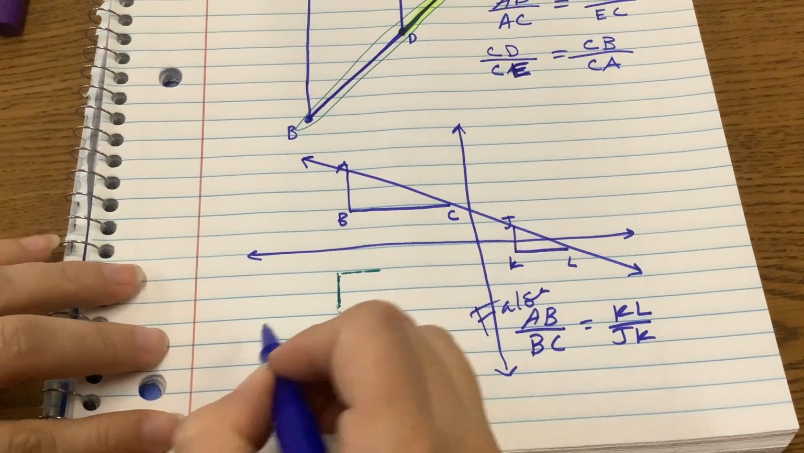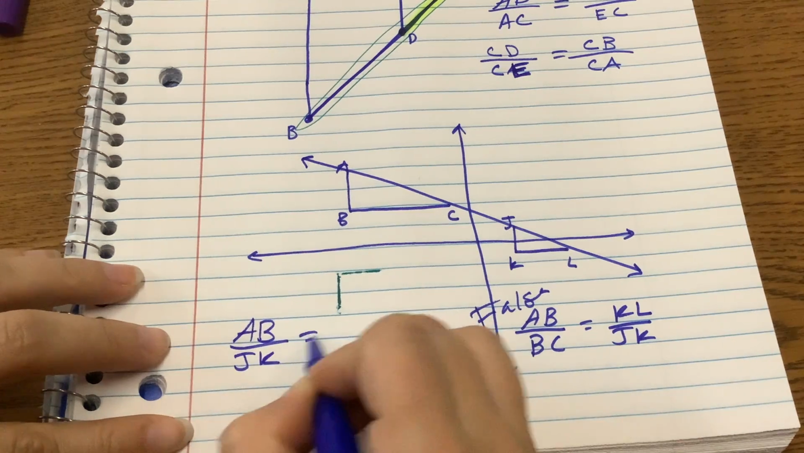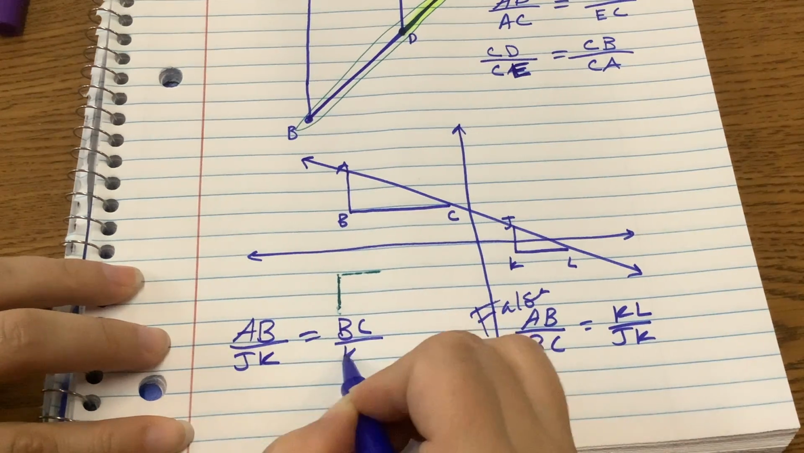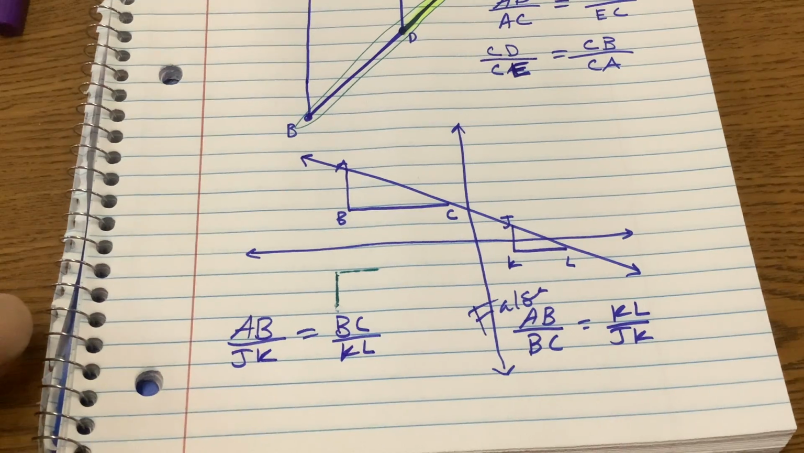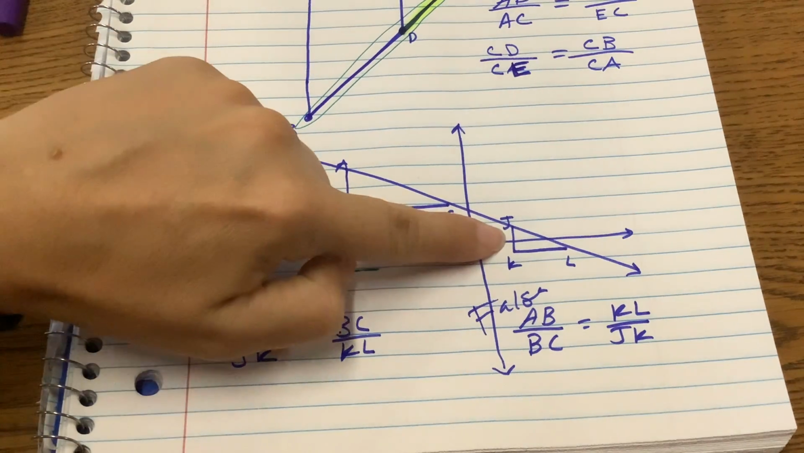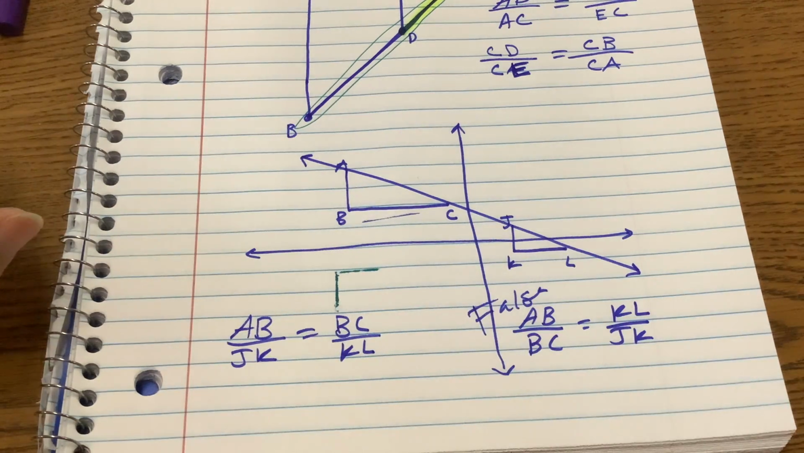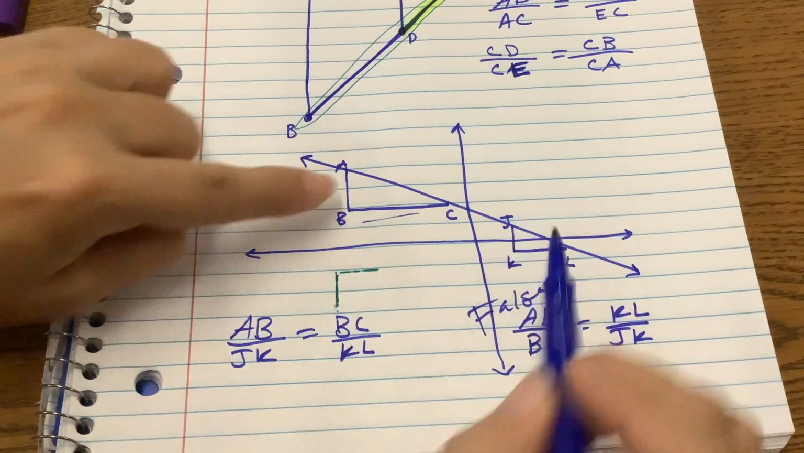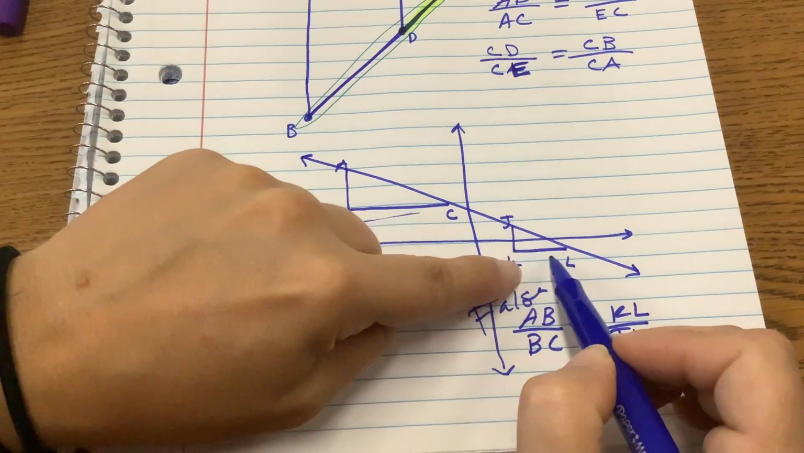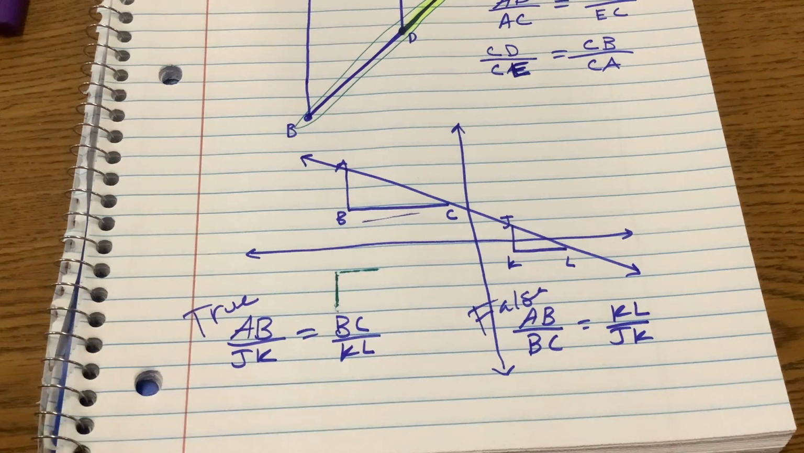All right, let's do another practice problem. Is AB to JK as BC is to KL? Yes, true. How do you know? Because AB is up and down, and JK is up and down. BC is side to side, KL is side to side. Very good. We have the big vertical to the small vertical and the big horizontal to the small horizontal. So this one is true.